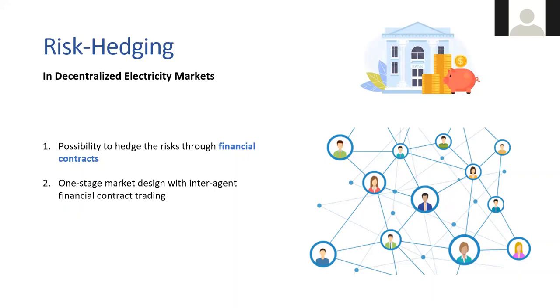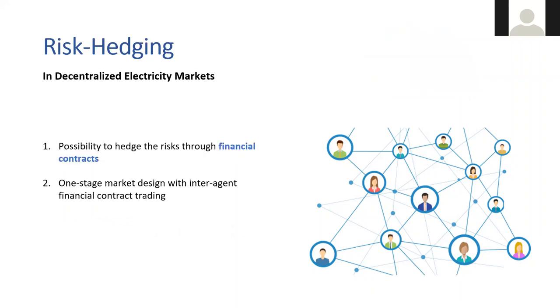So the first stage we considered was inter-agent financial contracts trading. But it might be the case that agents can't supply enough financial contracts in order to hedge all the risks of the system. So in order to compensate for that, you have to have another big entity that can provide you an infinite source of insurances. Infinite, it's an assumption, of course, but in the scale of the market.